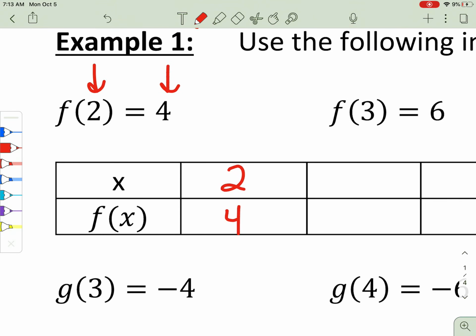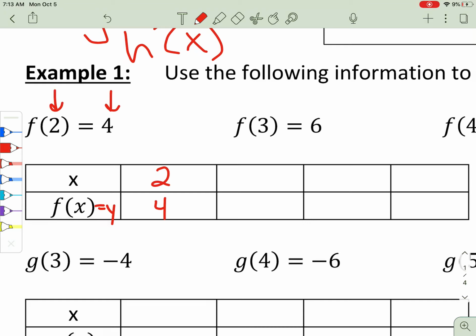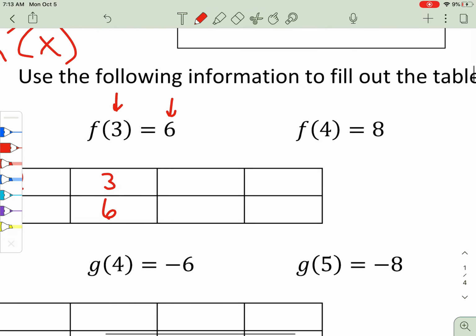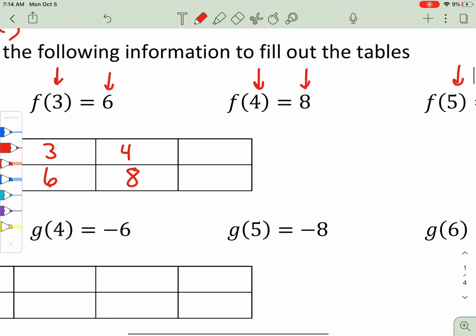So f of x is saying the same thing as y. If it says f of x, it's the same thing as y. So now, what's our input, what's our output? Input is 3, our output was 6. Input was 4, output was 8. Input was 5, output was 10.